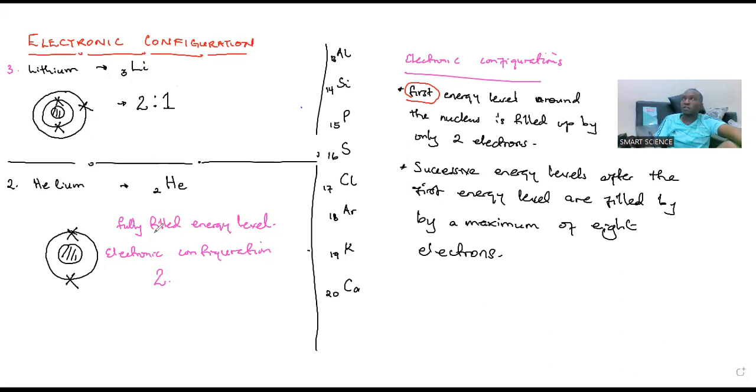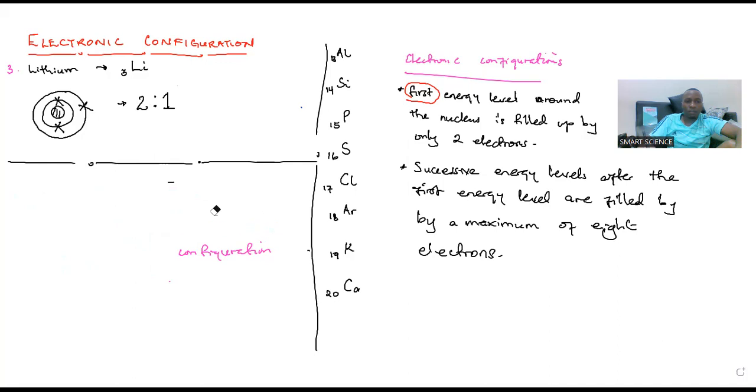So the electron configuration will become 2, 1. We proceed from lithium to other elements. Element number 4 is beryllium, symbolized with capital B and a small e.